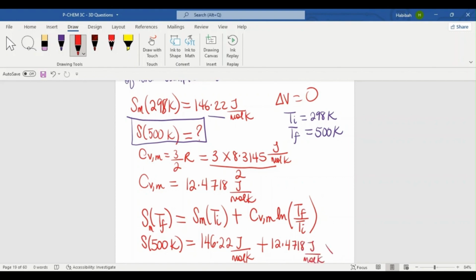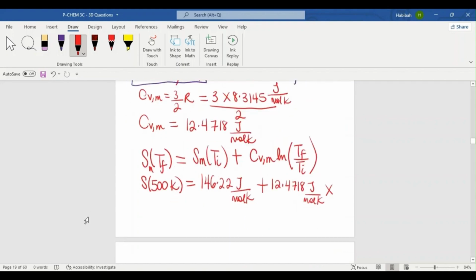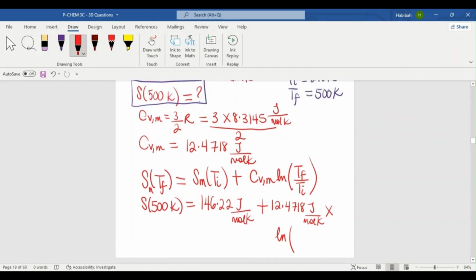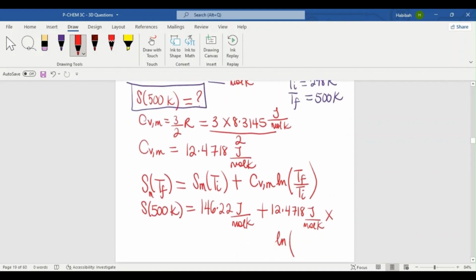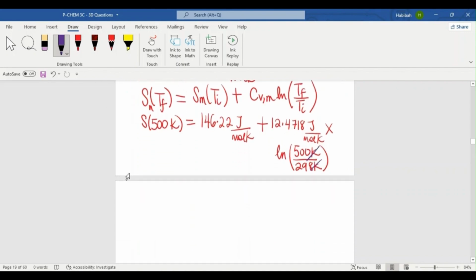ln, times, okay, ln T final divided by T initial. So T final will be 500 kelvins divided by 298 kelvins. So that's basically how it's done. You cancel Kelvin here, you cancel Kelvin here, and then we just continue our work.